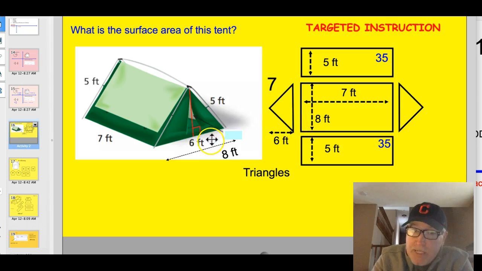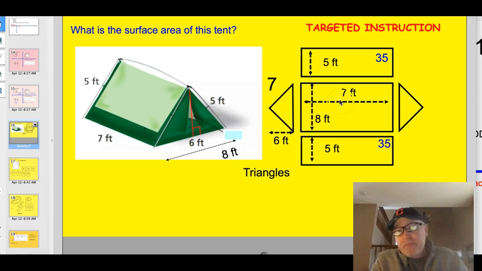All right, now this big guy, it's 8 feet across the bottom, and it is 7 feet wide going this direction. So 8 times 7 is 56. Now we've got the 2 triangles. The triangles are 6 feet high here, and they are 8 feet wide. 6 times 8 is 48. You have to divide them by 2 because they're triangles, so they each become 24. And there they all are.